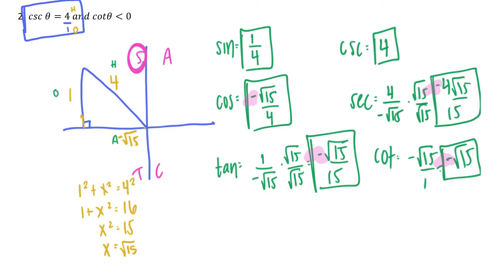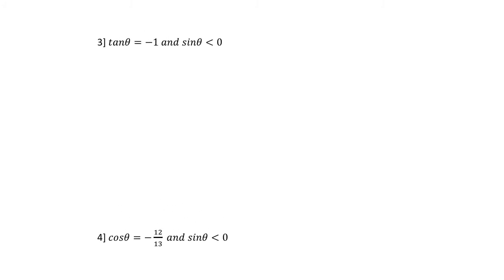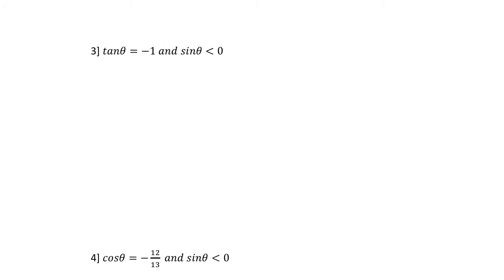Let's try out the backside. Let's first take a second here and try to figure out what quadrant theta is going to be in. Tangent, they tell us, is -1, so we have a negative tangent. Sine, they tell us, is less than 0, so we have a negative sine.